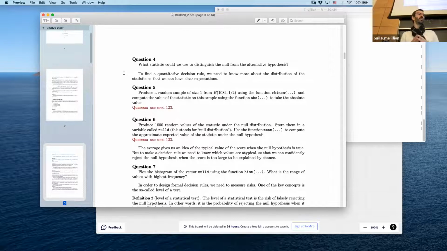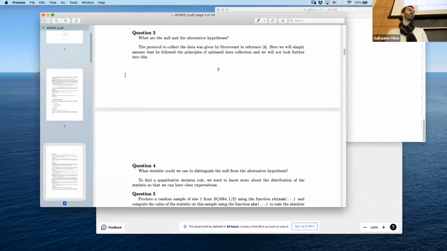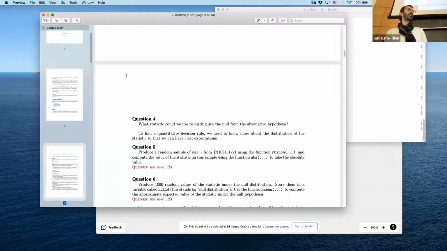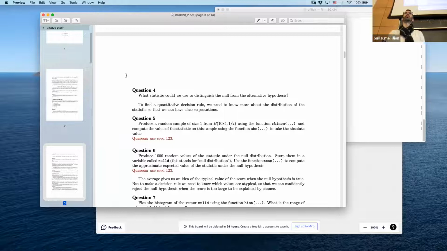Question 4: what statistic could be used to distinguish the null from the alternative hypothesis? There was a little bit of confusion about this. I saw this in the Q&A where I answered yesterday. So any idea about what we could use to distinguish something that really is in favor of the null from being in favor of the alternative hypothesis? Go ahead. Yeah, the ratio of B0 to B1, basically. Yeah, okay, the ratio of B0 to B1. The number of male flies with B0 alleles? Any other ideas?